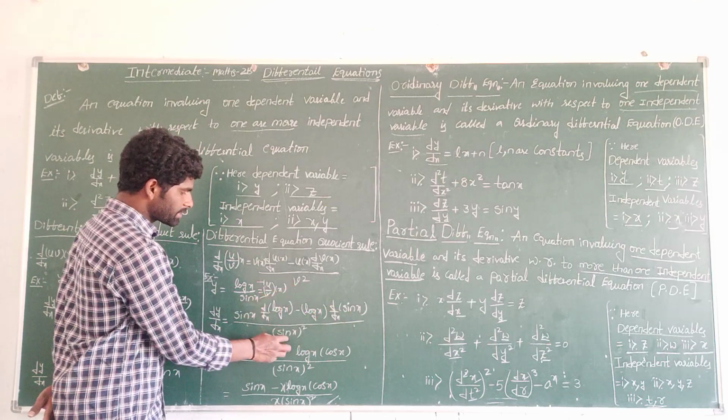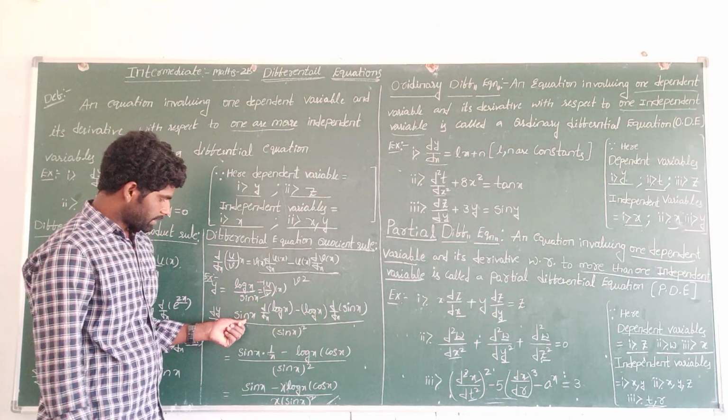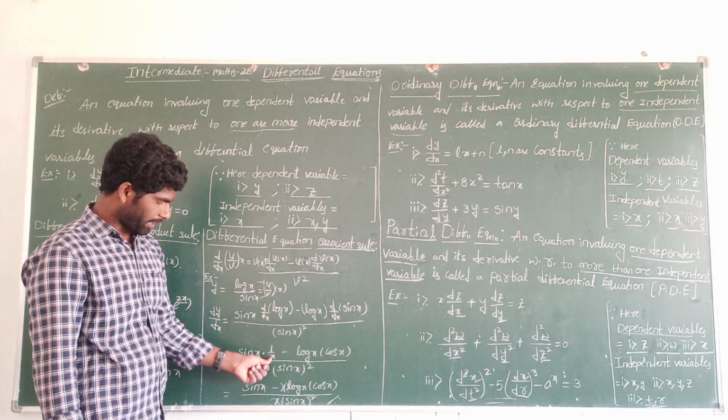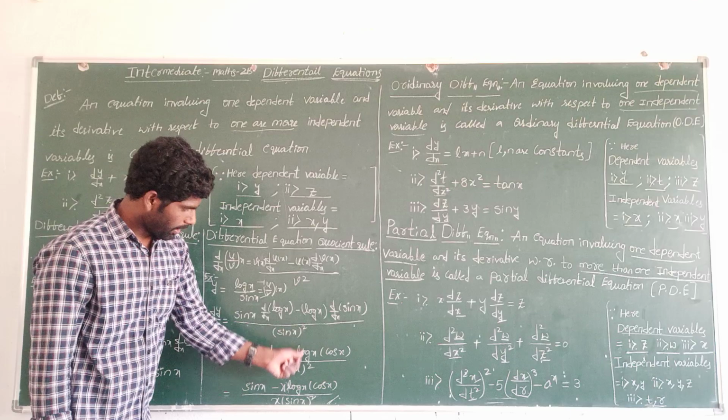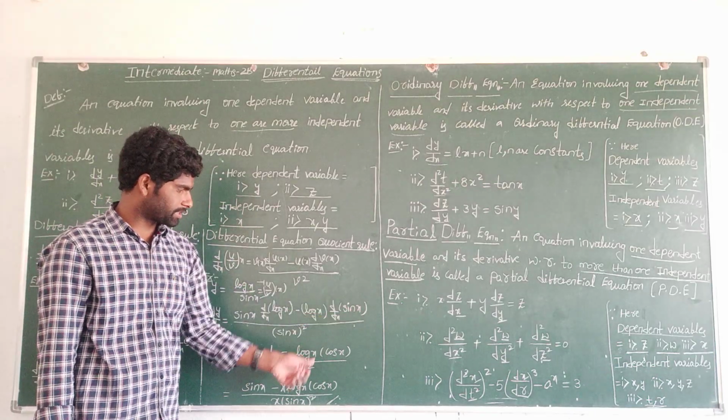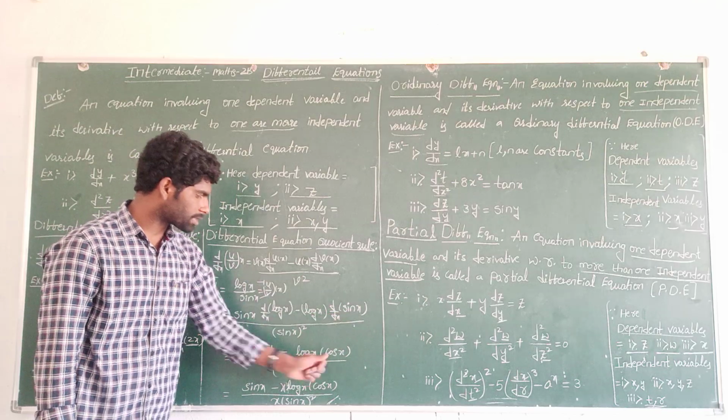v is nothing but sin x whole square. Sin x is a constant. So we are writing d by dx of log x, which is 1 by x, minus here log x is the constant. We are writing like this d by dx of sin x. d by dx of sin x is nothing but cos x.